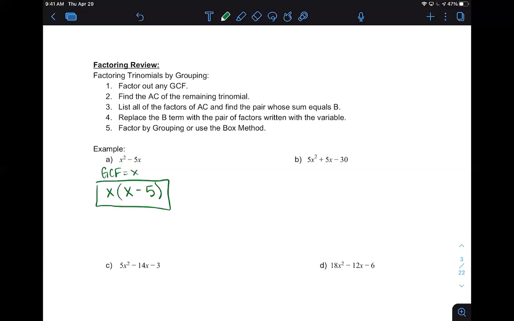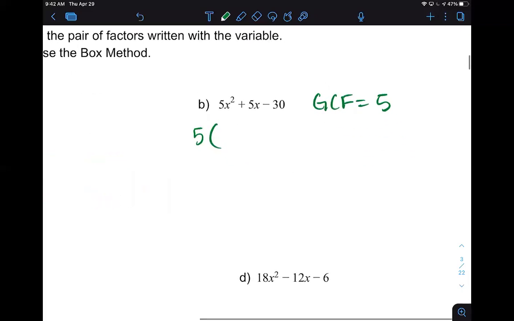All right, looking at B. 5x squared plus 5x minus 30. Is there a GCF between those three terms? 5. So divide. What's 5x squared divided by 5? Just 1x squared, or x squared. What's 5x divided by 5? X. And negative 30 divided by 5?